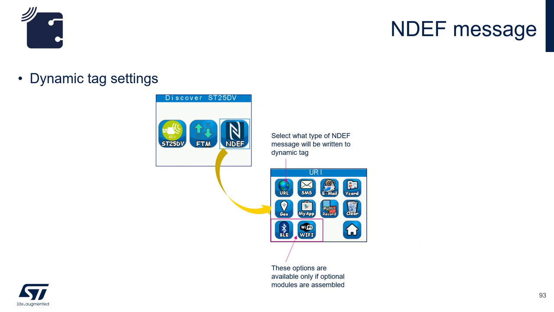From the main menu window of the ST25DV, tap on the NDEF icon. From there, you have several types of NDEF message to choose from. Once chosen, you can tap on that particular type and a default message will be stored in the ST25DV.